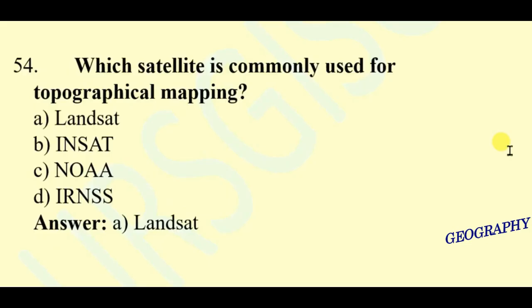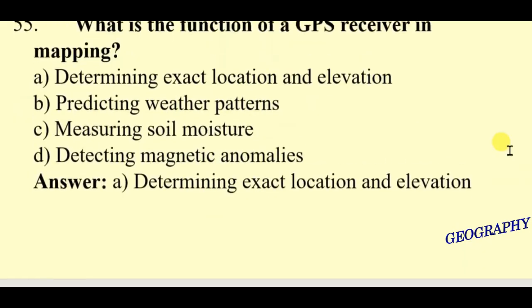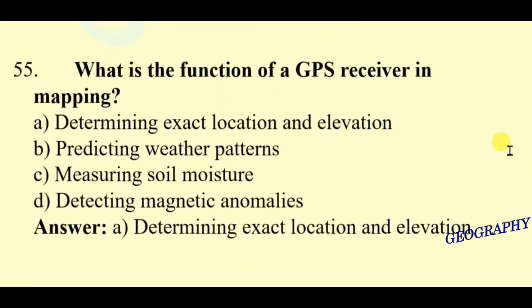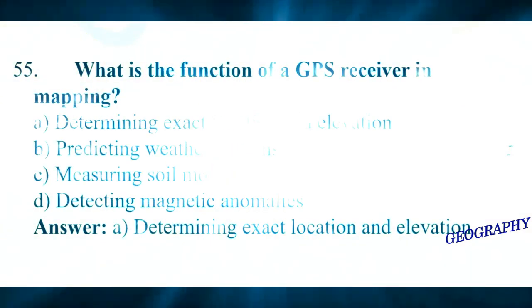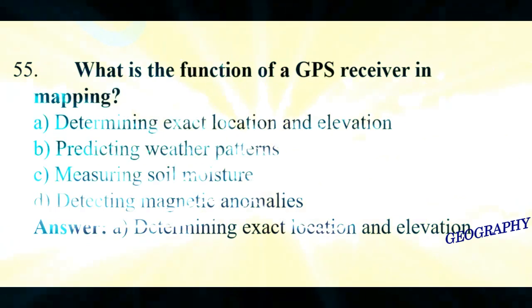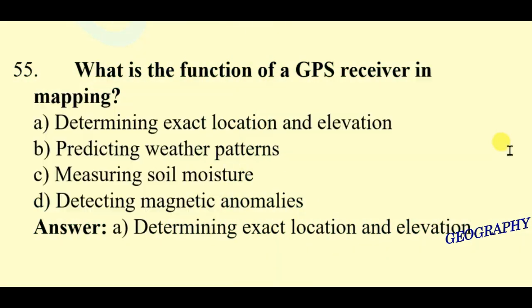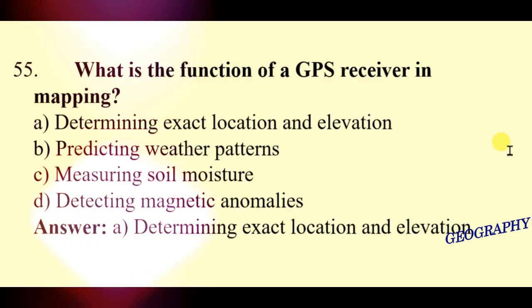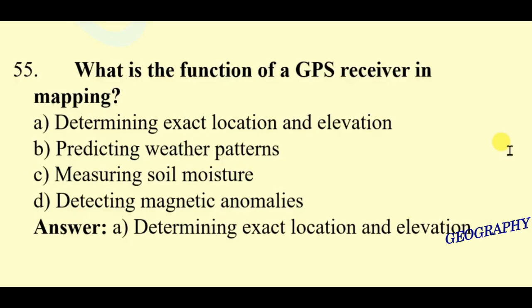Question 54. Which satellite is commonly used for topographical mapping? Landsat, INSAT, NOAA, IRNSS. Here the right answer is Landsat. Question 55. What is the function of a GPS receiver in mapping? Determining exact location and elevation, predicting weather patterns, measuring soil moisture, detecting magnetic anomalies. Here the right answer will be determining exact location and elevation. GPS full form is Global Positioning System. Here the position means location, means latitude and longitude.